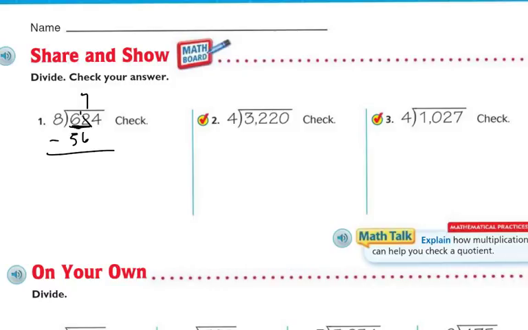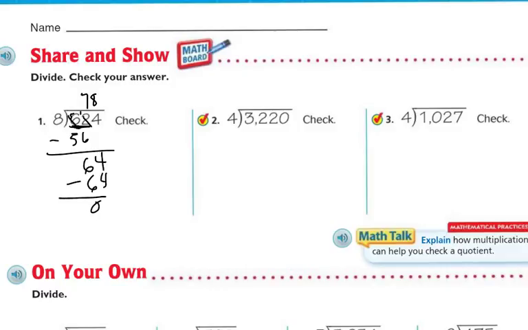Okay, I can't take 6 from 2. I have to make that a 12, and I have to borrow from the 10 spot, making that a 5. So 12 minus 6 is 6. Now I'm going to bring down my 4. Well, we just said 8 times 8 is 64, right? So 8 times 8 is 64. I'm going to subtract. I get nothing left over.